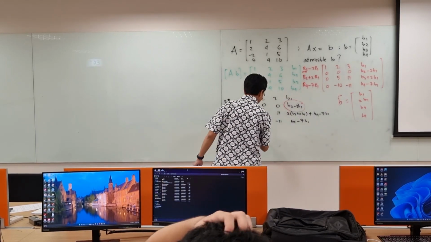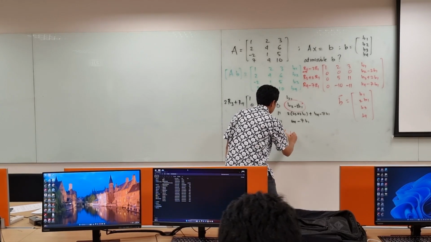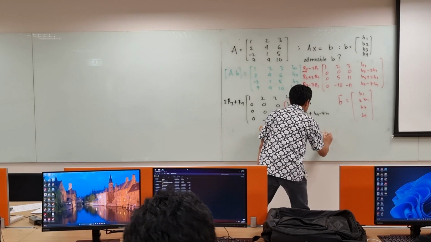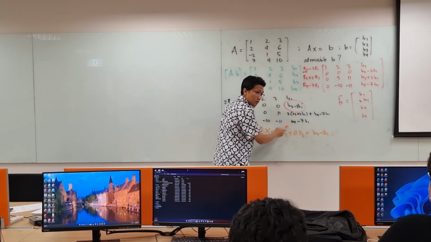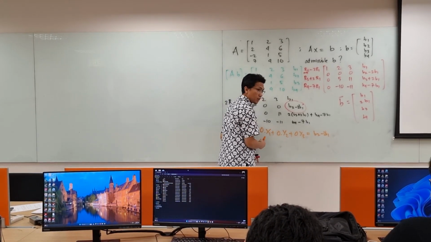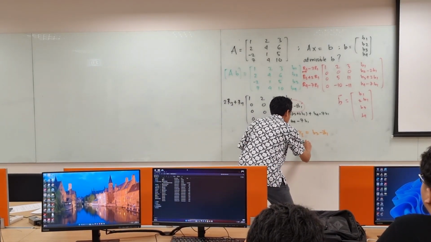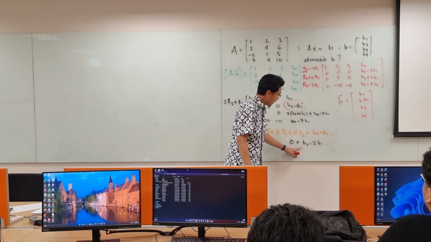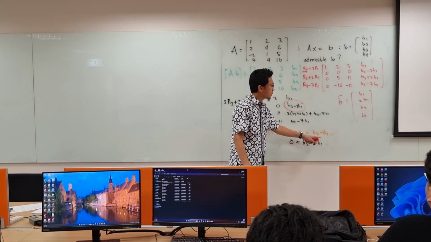Okay, let me write down here. 0 x1, 0 x2 plus 0 x3 equal to B2 minus 2B1. So these are all 0. 0 times x1, 0 x2, 0 x3. This is 0, right? Agree with me? So 0 is equal to B2 minus 2B1. So this has to hold, which is why B2 is equal to 2B1.